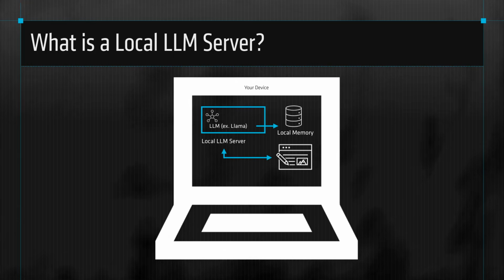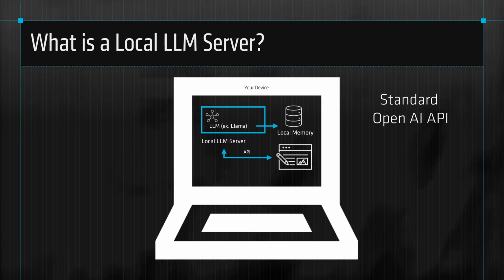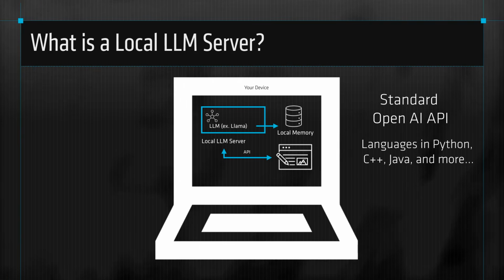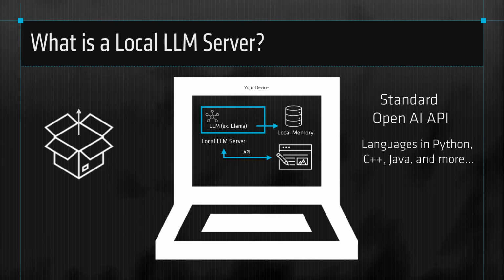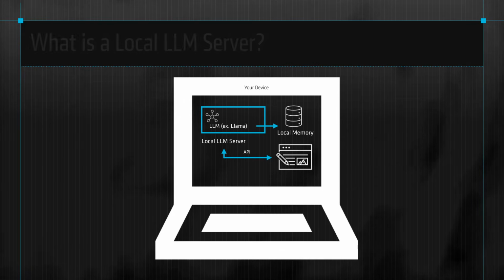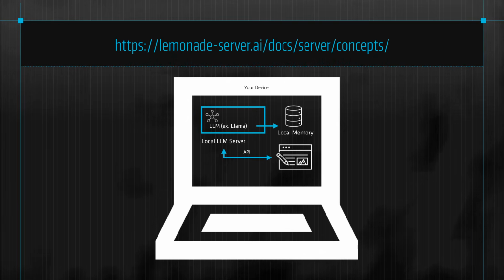All LLM servers, cloud or local, adhere to an application program interface or API. This API lets the application make requests to the server software. Lemonade Server uses the popular standard from OpenAI. This allows applications written in any language to easily integrate with LLMs using Lemonade Server because it is language agnostic. What this means is that a huge library of pre-existing OpenAI apps will work out of the box. For more information on local servers, visit the URL shown here and found in the video description.